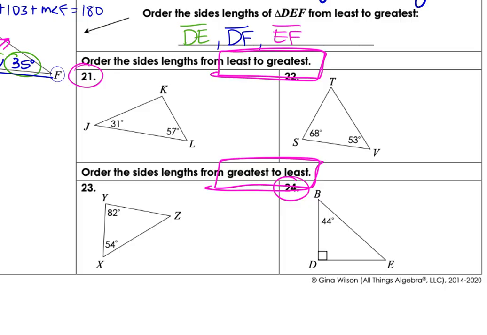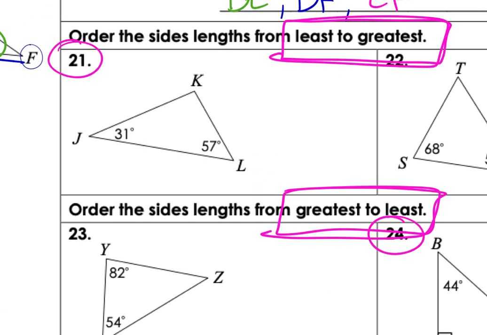Who can tell me the measure of angle K on number 21? What'd you get for this guy up here? Yeah, 92. Okay, so that's your first move, right? You're going to go 180 minus 31 minus 57 is a 92-degree angle. So you have all three of your angles now.